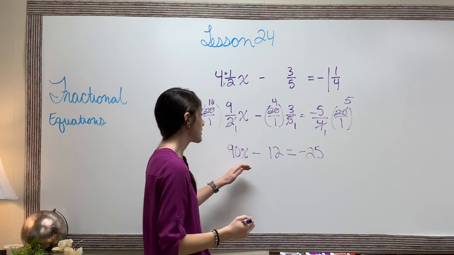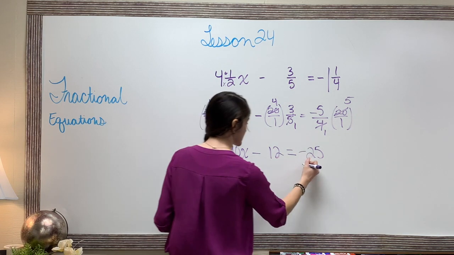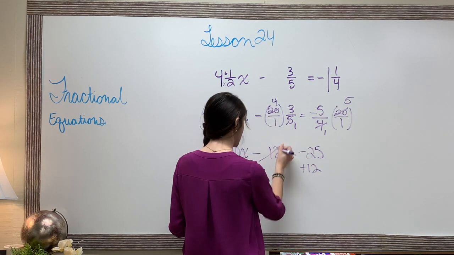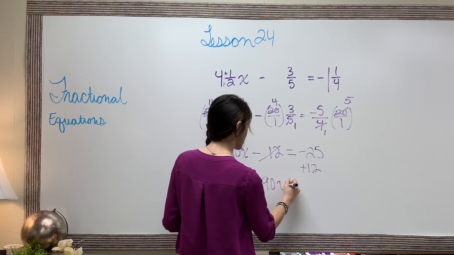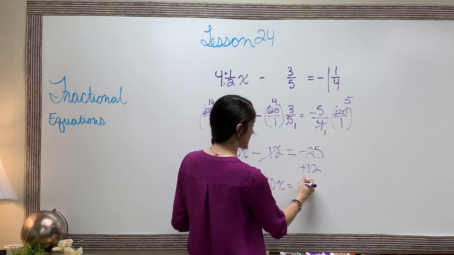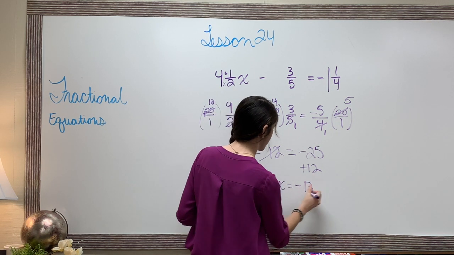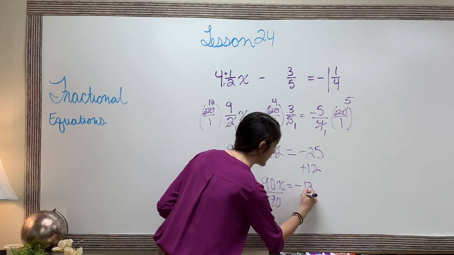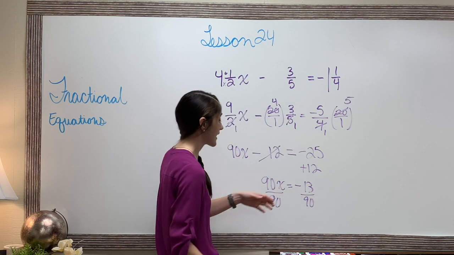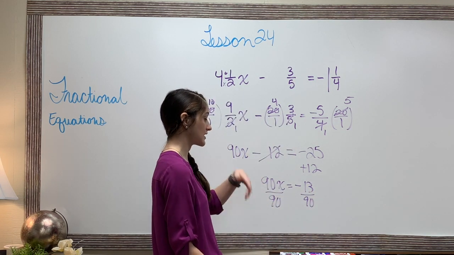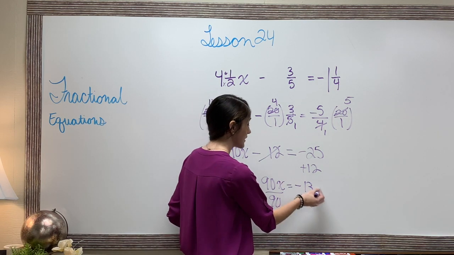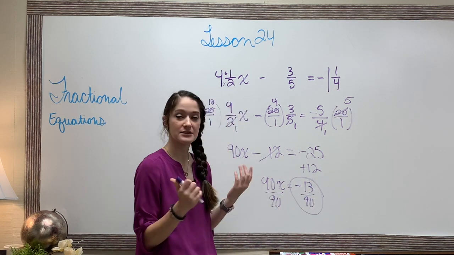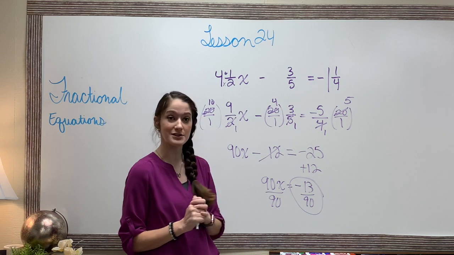So from here, we just solve for x. So we're going to say plus 12, so that's gone, and we get 90x equals, and then this is going to be negative 13, divide both sides by 90. Okay, and 90 and 13 cannot reduce any further. So that is it, we're done. Our answer is x equals negative 13 over 90.